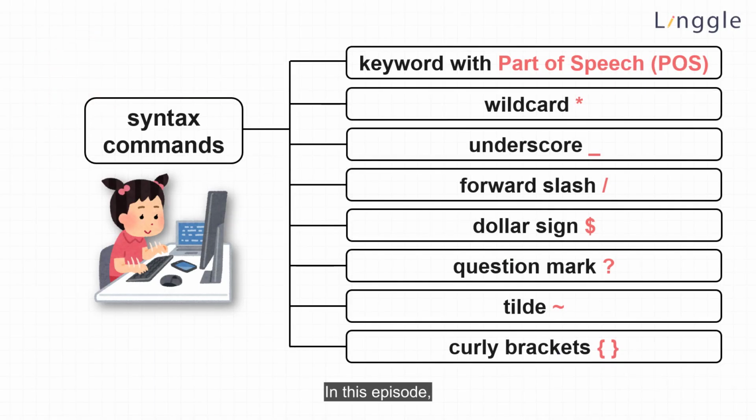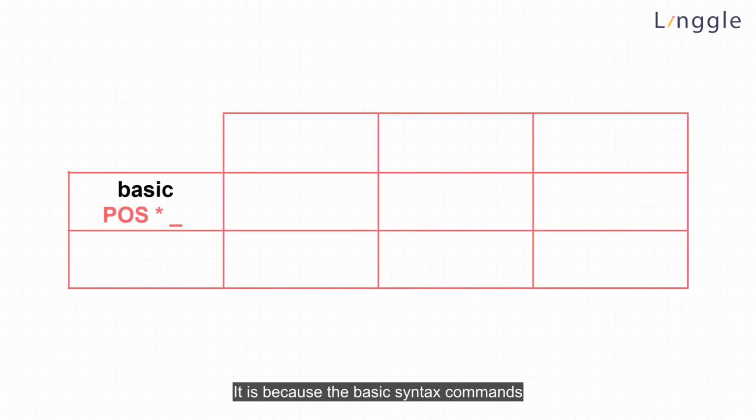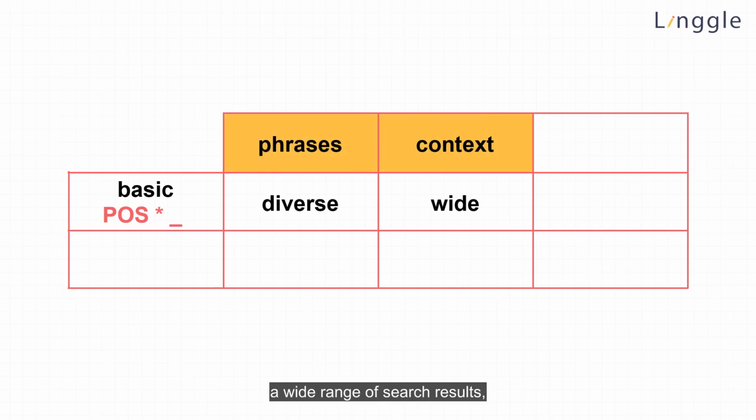In this episode, we will be introducing some advanced syntax commands. Why are these called advanced syntax commands? It is because the basic syntax commands and rules we have introduced in the previous episodes, such as keyword plus part of speech, wildcard, or underscore, allow users to locate a wide range of search results and could be used in a more diverse and flexible way.